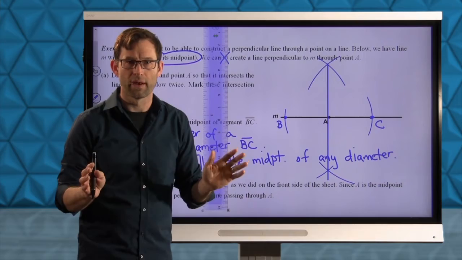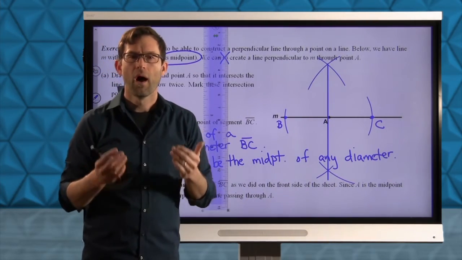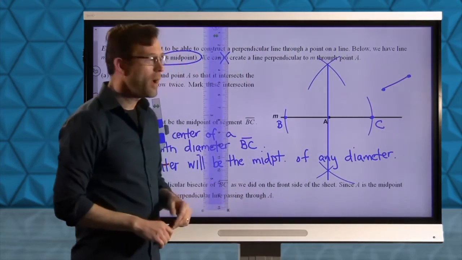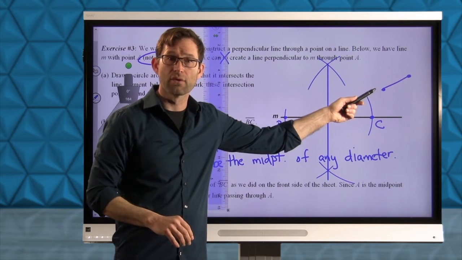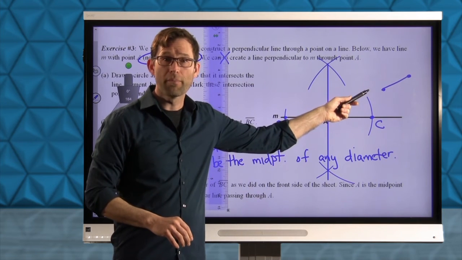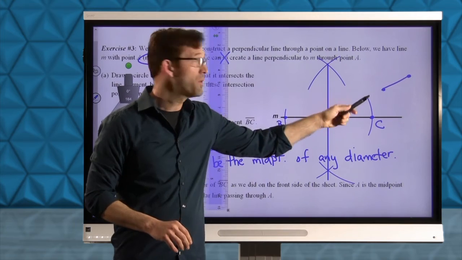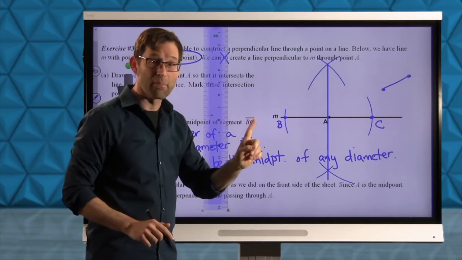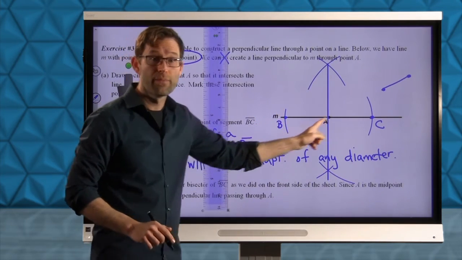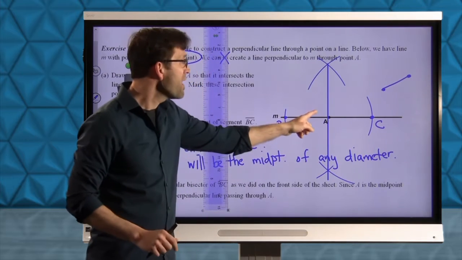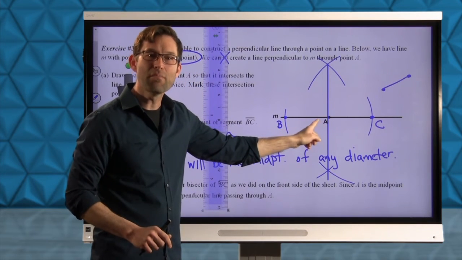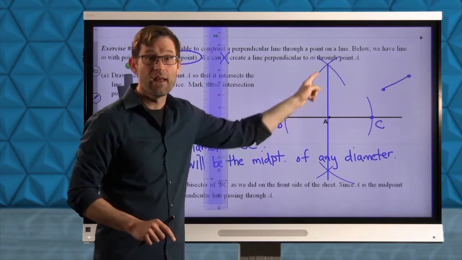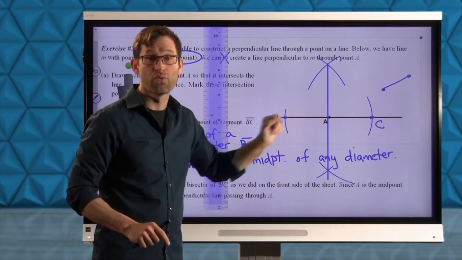Let's go back to this for a minute. When I have a segment, I know how to construct the perpendicular bisector of that segment. The problem is that the perpendicular bisector of that segment will always go through the midpoint of the segment. So the key is, with my first step in this problem, drawing an arc here and an arc here, I make a segment for which A is the midpoint. And therefore, when I then perpendicularly bisect segment BC, that perpendicular bisector must go through point A.